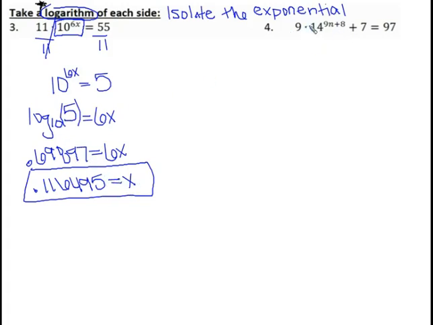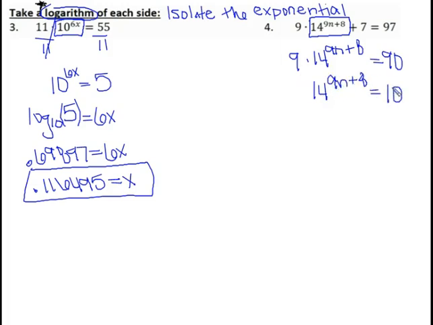All right, let's try one that's a little bit more complicated. Again, let's isolate the exponential. So we just want to get the base and the power all by itself. So in this case, we have to move over the 7 and also the 9. So let's do maybe each step individually. If we subtract the 7 over, we'd be left with 90. And then if we divide by 9, we'll be left with 10. So notice how our exponential is all by itself, the base and the power alone right there.